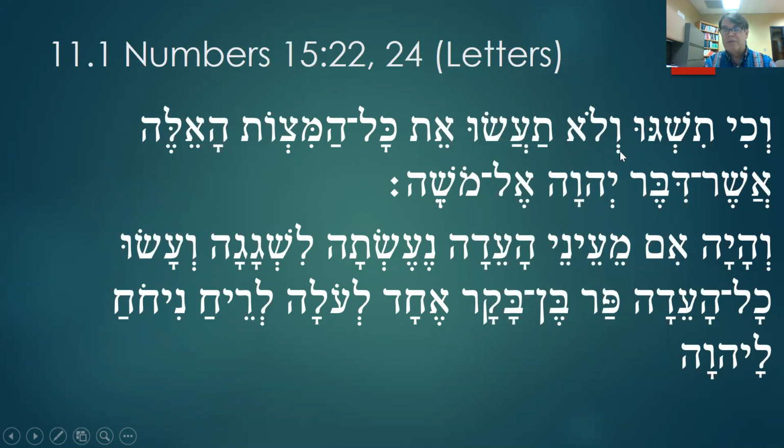Vav, vocal shva, lamed, cholam, long O, aleph, which quiesces, it kind of disappears after a long vowel, velo, and not. Tav, patach, ayin, hataf patach, a small patach, sin, shuruk. So the whole word is pronounced ta'asu.